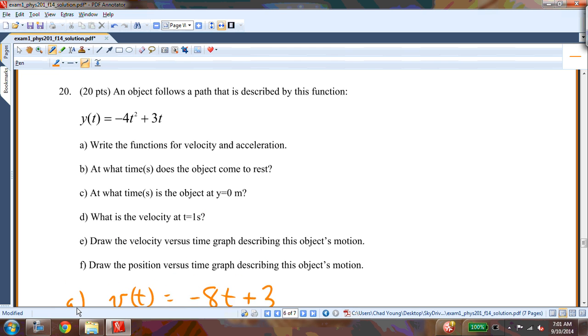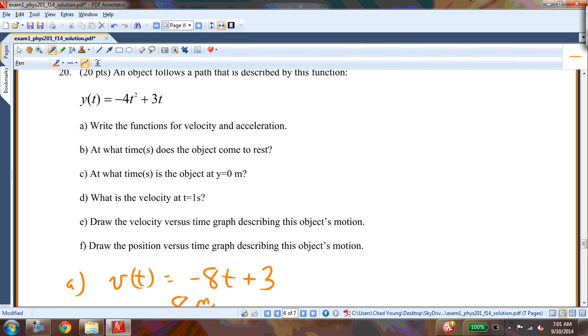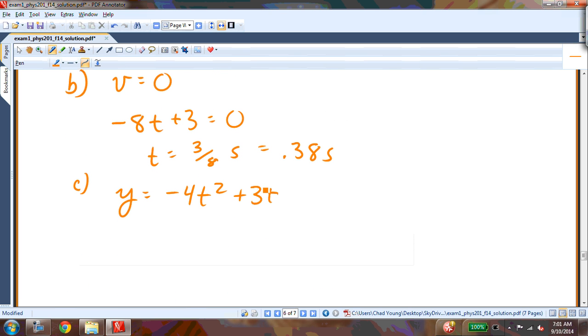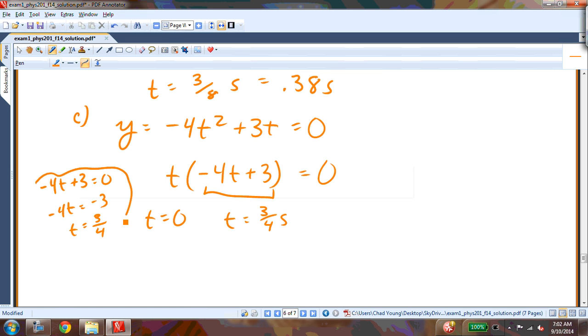And then c, there's only one time that it comes to rest. At what times is the object at y equals 0? So my y function is negative 4t squared plus 3t. I want to know when this function equals 0. I can factor out a t. The position equals 0 when any one of these factors equals 0. So it occurs at t equals 0. And it also occurs when solving this for 0, t equals 3/4 of a second. Let me just show you how I got that over here on the side. Negative 4t plus 3 equals 0. Negative 4t equals negative 3. t equals 3/4 second.